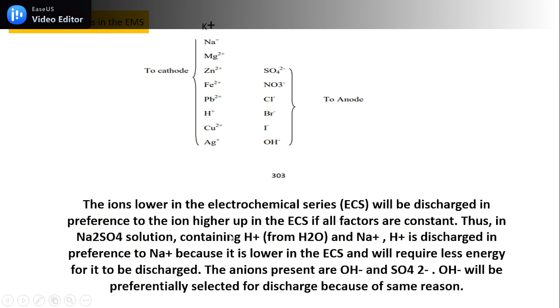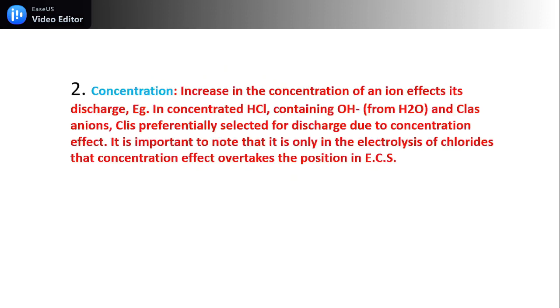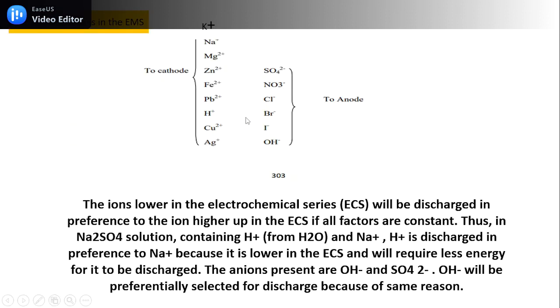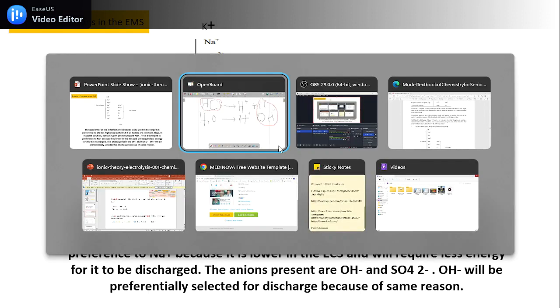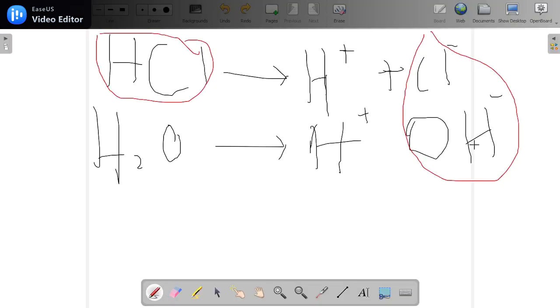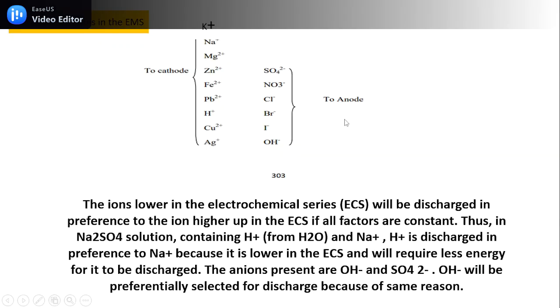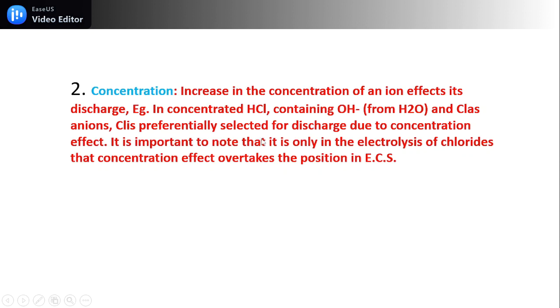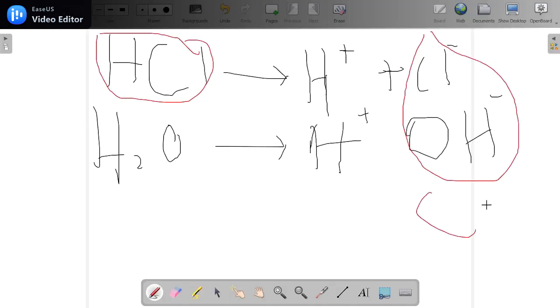Can you see that we may not have to follow the first factor again, because the concentration of the ion also matters? We find that chlorine is at the top, while the hydroxide ion is at the bottom. Based on rule 1, it is the hydroxide ion that is supposed to be discharged, but that will not happen because of the concentration of the ion. So chlorine is preferentially selected for discharge due to the concentration effect. So the chloride here will be selected.